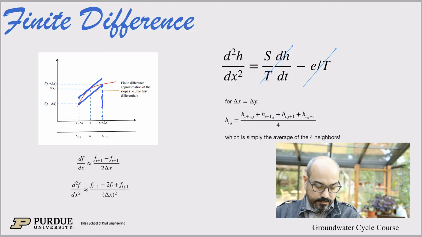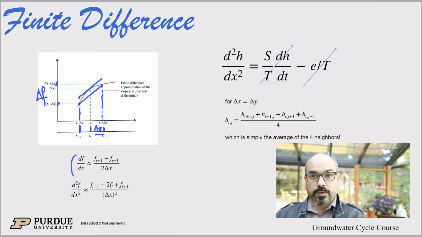Now we have the function f at x plus delta x here and x minus delta x here, and then this function here is here. So we can approximate df by delta f over 2 delta x, which is given here. So for a first differential, you can see how graphically this works.